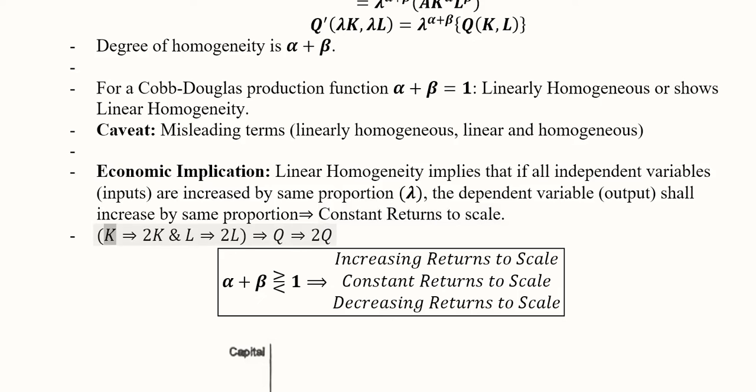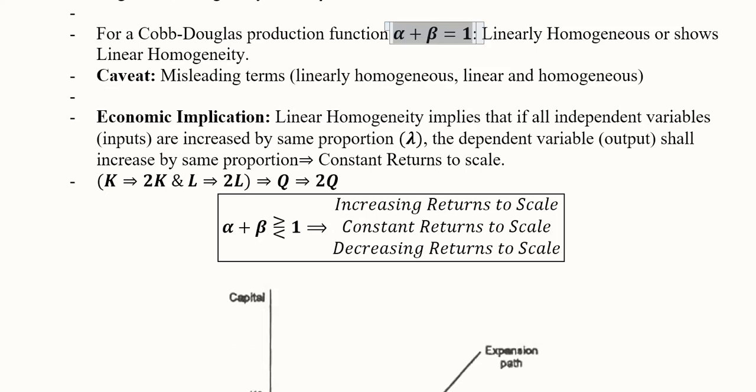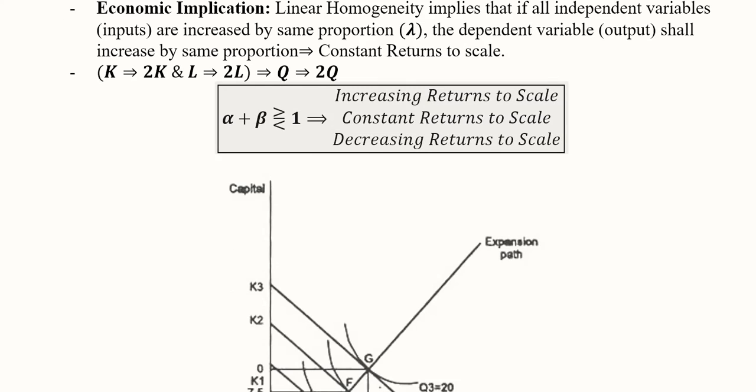So it means that if capital becomes double, and labor becomes double, the output will also become double. This is what constant returns to scale will yield. So in this case we can expect that there is constant returns to scale because the sum of these two powers is equal to 1. But there are two other possibilities as well, because the sum will not necessarily be equal to 1.